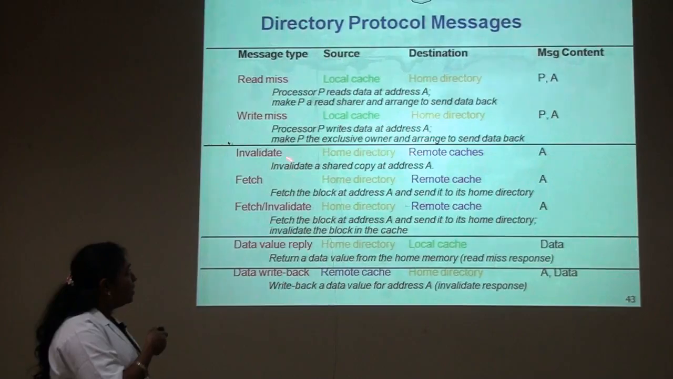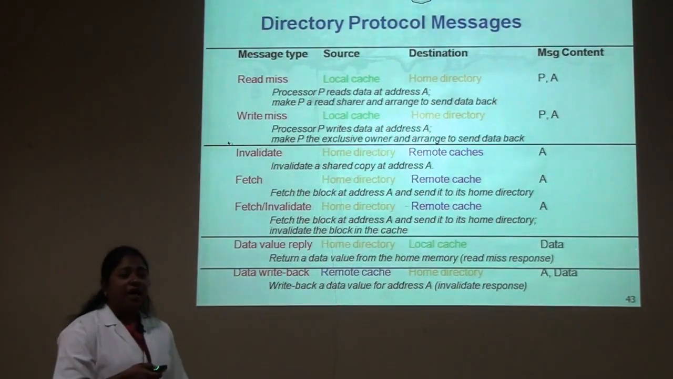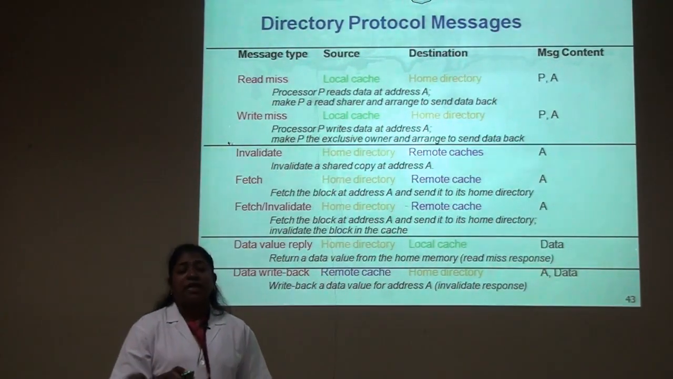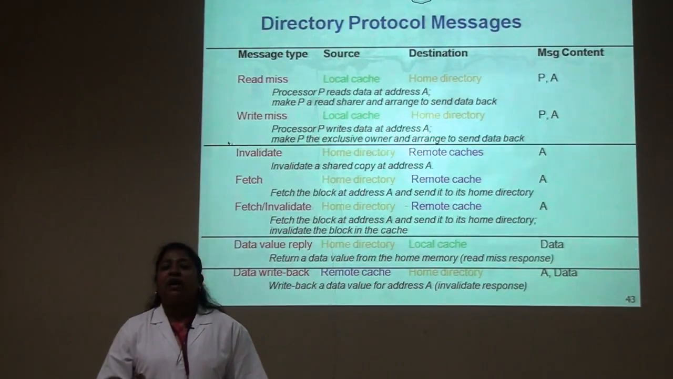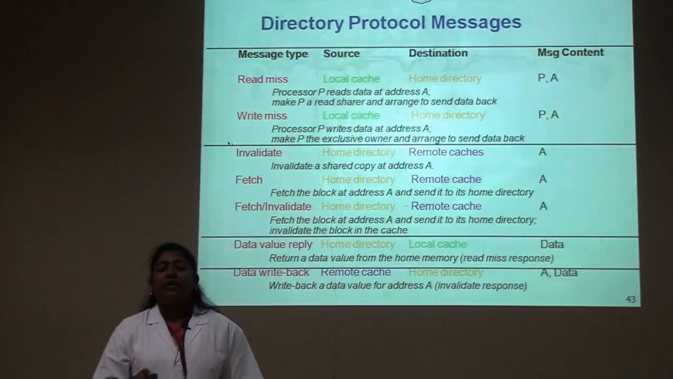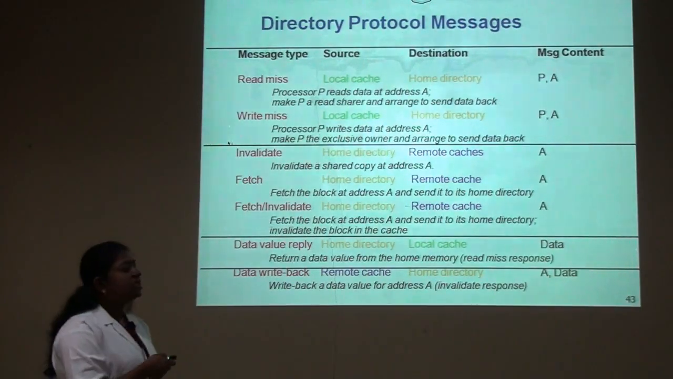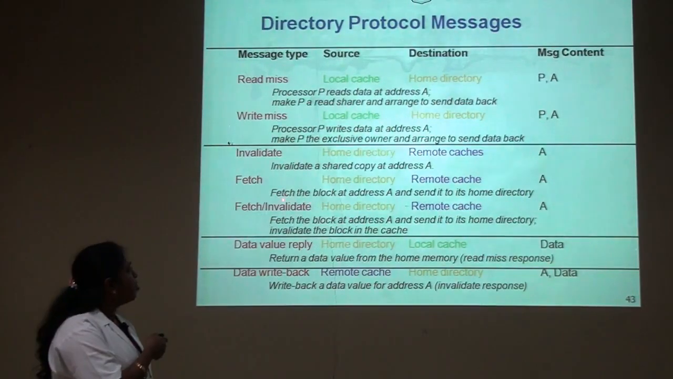Another message type is invalidate. If the shared data is being used by processors P1, P2, P3, one processor can invalidate the others because it wants to update the data. At that time the other processors cannot get the data; that message is called invalidate. The second one is fetch. Fetch is when the remote data is taken by the processor; that message is called fetch.